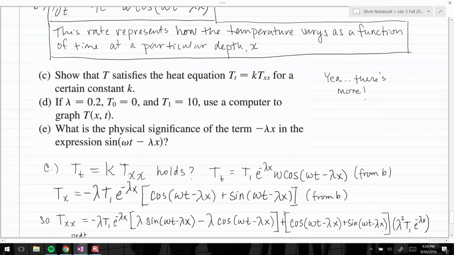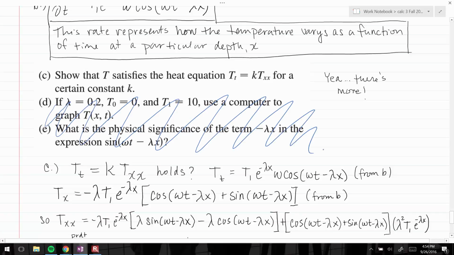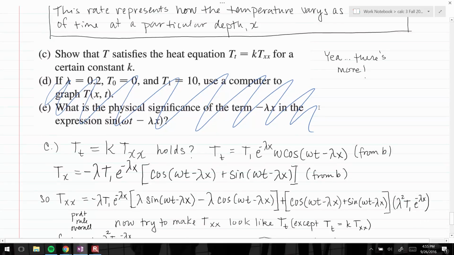Okay, so I added more parts here, but actually we're not going to do part D. It's getting a little carried away after we do those. So part C: show that T satisfies the heat equation, big T sub t equals k T sub xx for a certain constant k. So this is something that we need to explore a bit more. How would you do this? There's different ways, but you know how to find these partial derivatives, and that's the first step.